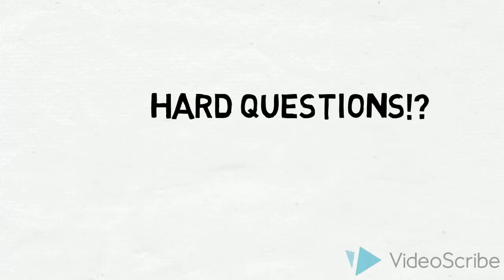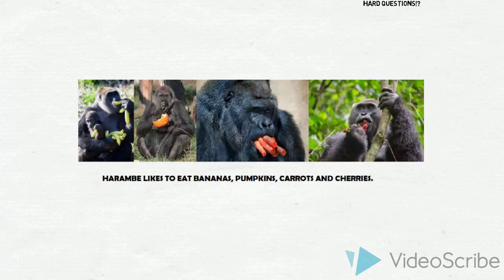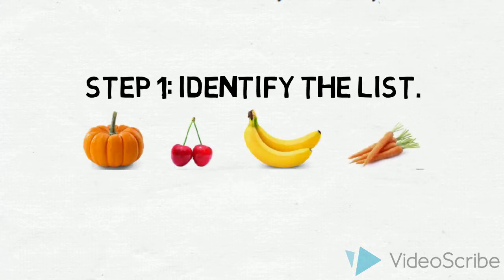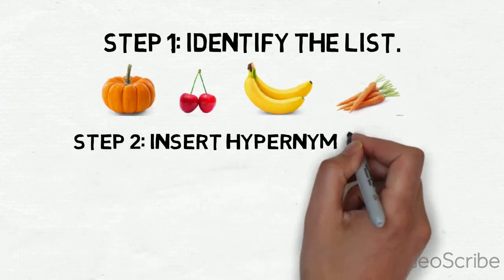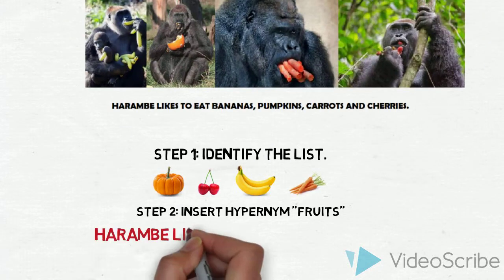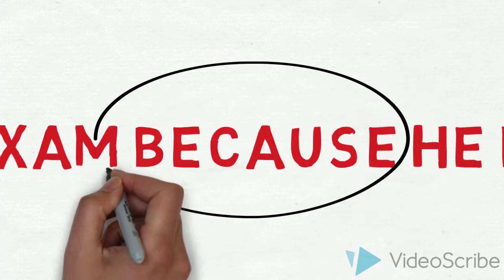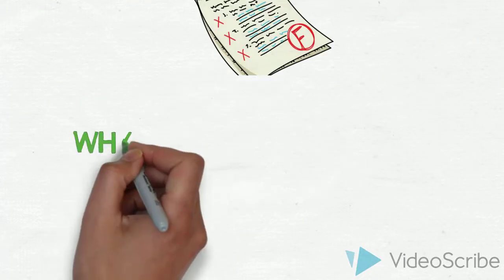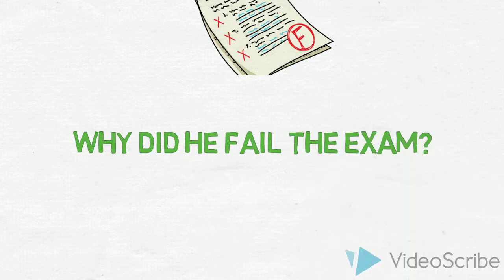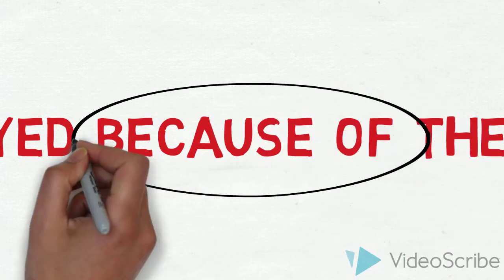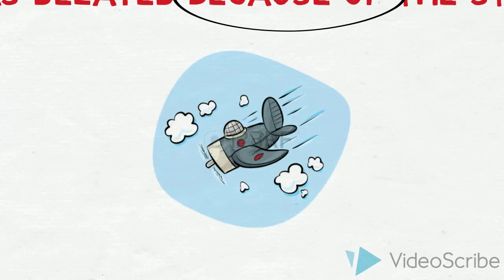Let us generate some difficult questions. Which questions involve finding a list in the sentence, that is, words having the same POS tag separated by commas. Identify the hyponym and form a question: Harambe likes to eat which fruits? Why questions: hunt for words like why, because, since, etc. Then we can modify the noun and form a question like, why did he fail the exam? Or we can form a why question by substitution. For example, his flight was delayed because of what?